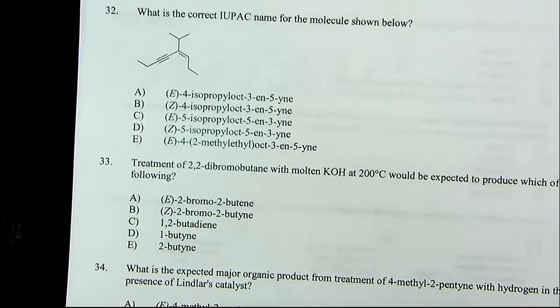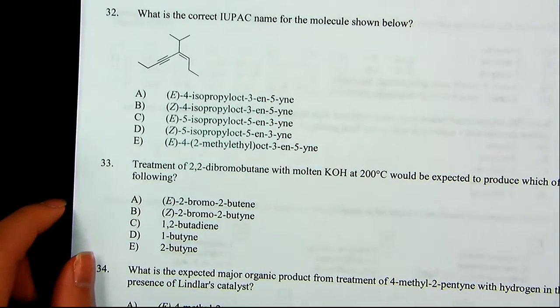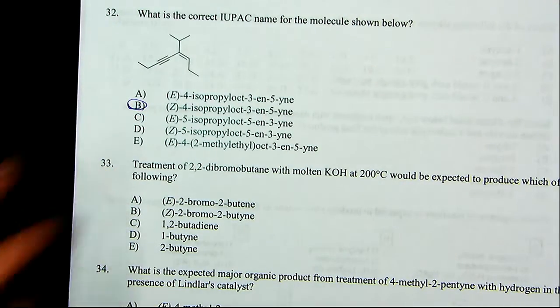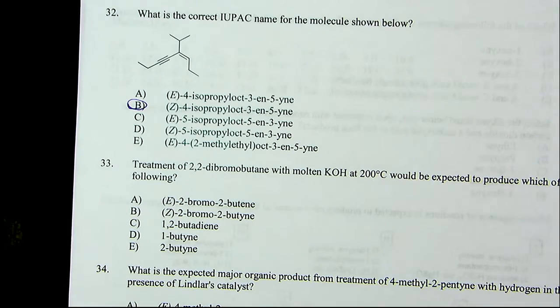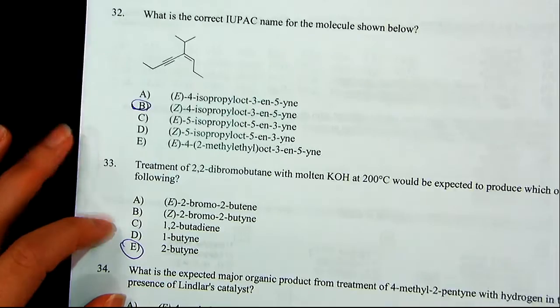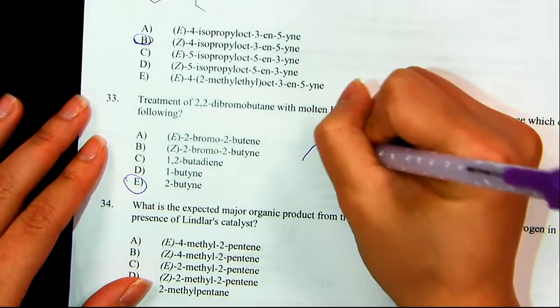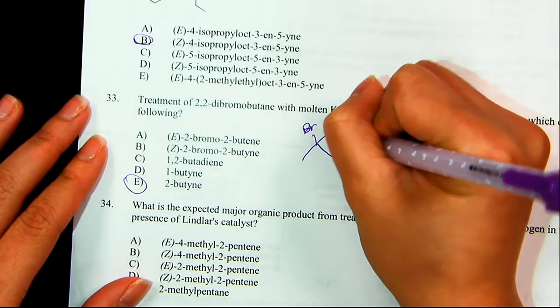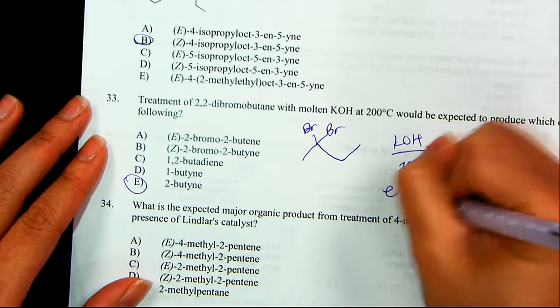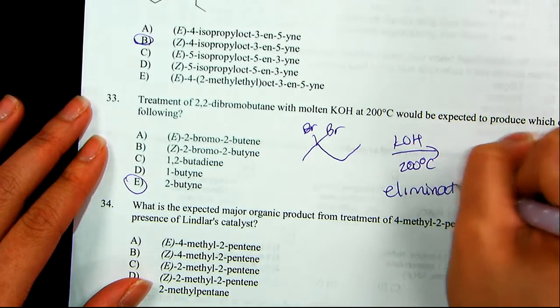32 is IUPAC naming for this one. When you do IUPAC naming for this one, 32 should be B. 33, running out of time, so I just want to try to figure out all of those we can. Should be E. Dibromobutane, so you have bromobutane, like that. Using KOH, 100 degrees Celsius, this is called an elimination reaction.